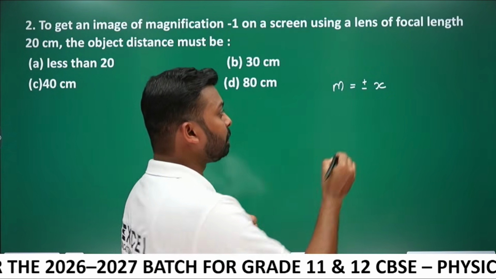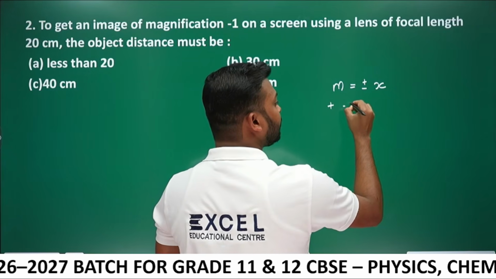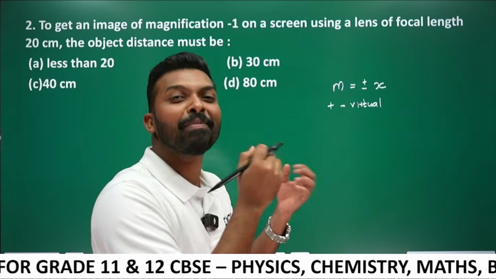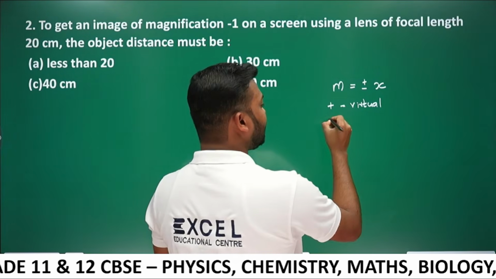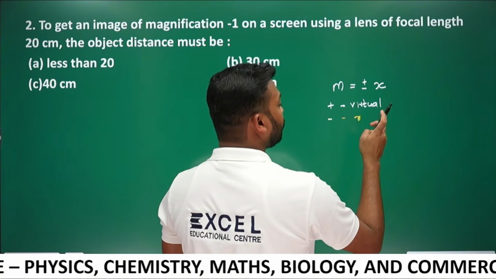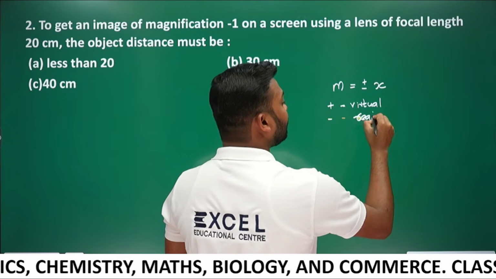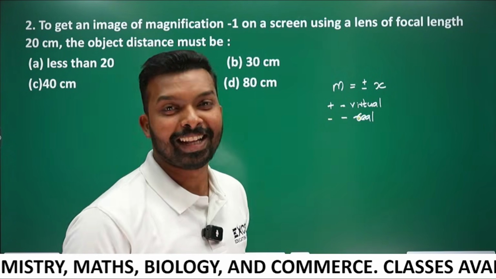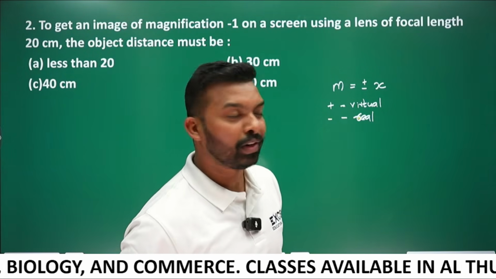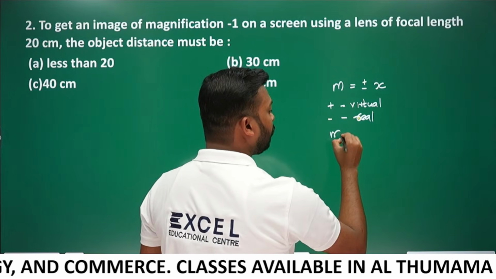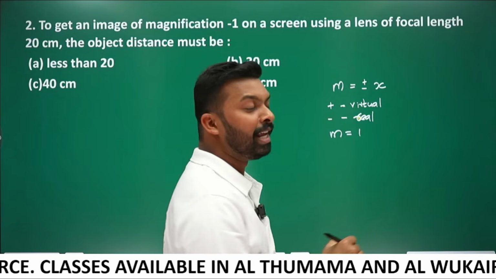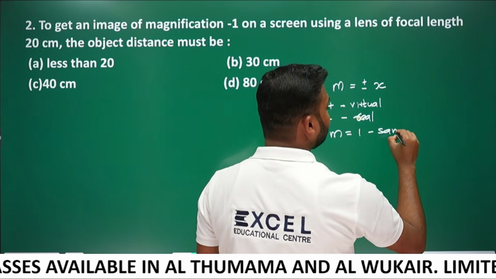So what is this plus indicating? This plus is indicating a virtual image, right or not? And what is the negative indicating? This is a real image. Real and inverted, virtual and erect, right or not? Now what is the value of magnification equal to 1? If the x value is equal to 1, this indicates it is of the same size.